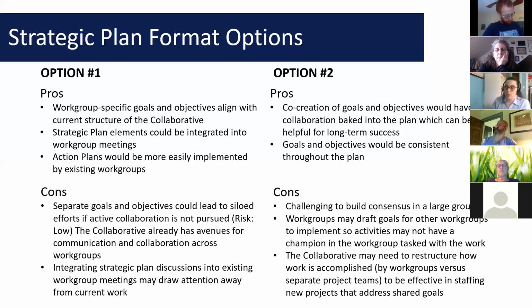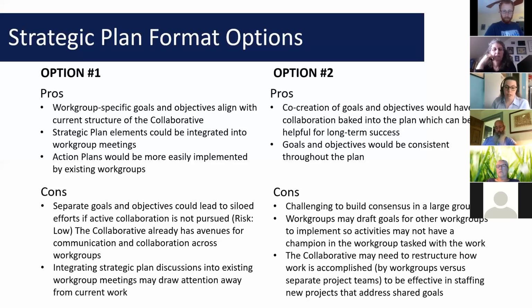And the goals and objectives would be consistent throughout all of the plans, so we would all be working towards the same goals. Objectives could be set on an annual basis, and so each work group would be conducting action plans to reach an element of those objectives. But there would have to be a lot more coordination and collaboration across the groups.